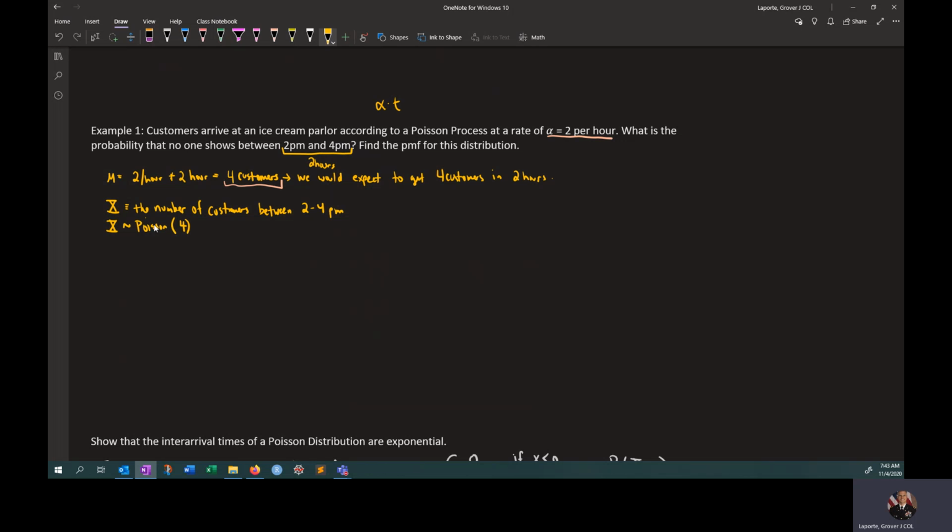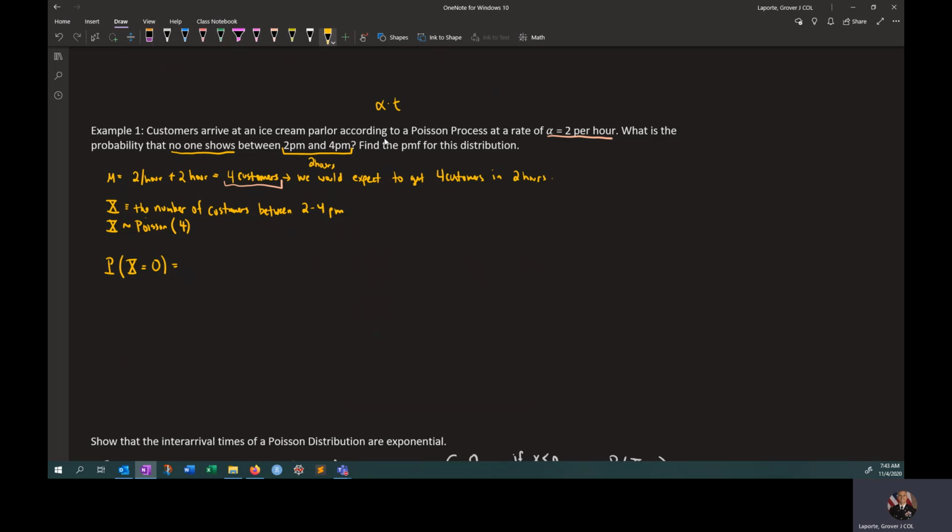So I just described what I was talking about here. Then I gave you the random variable. The random variable x in this case is the number of customers between 2 and 4 p.m., and we know x is a Poisson with 4 as my mean value. So let's calculate the probability of no shows, right? I'm trying to find the probability that the random variable x for those 2 hours is equal to 0. That's the little small x we were talking about.